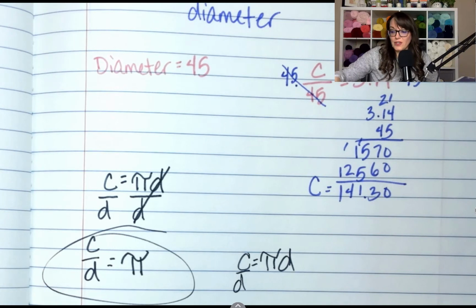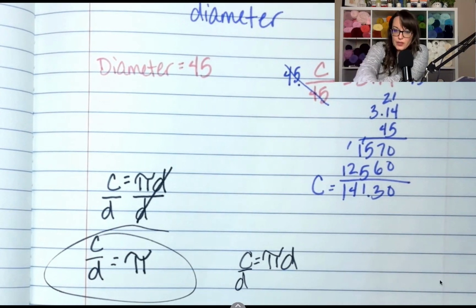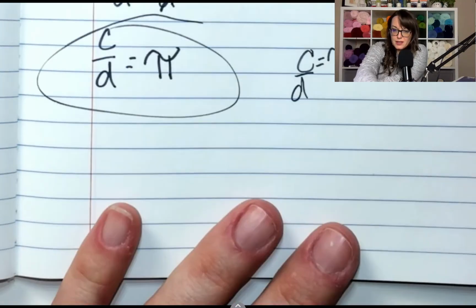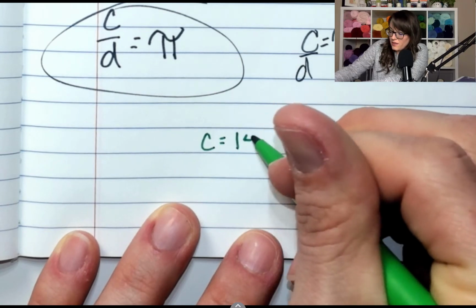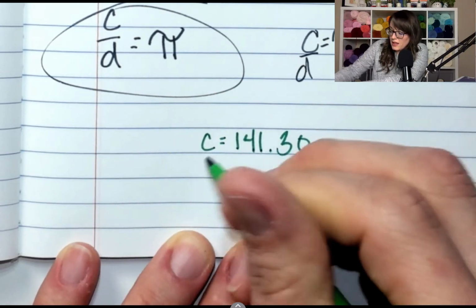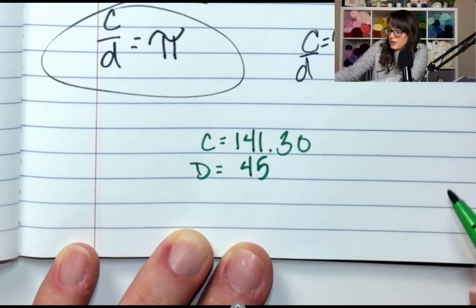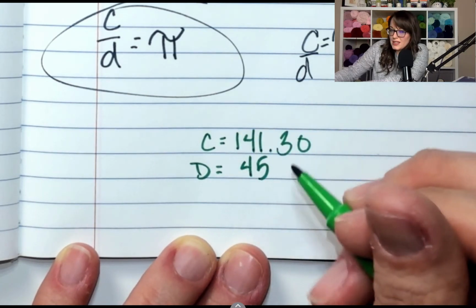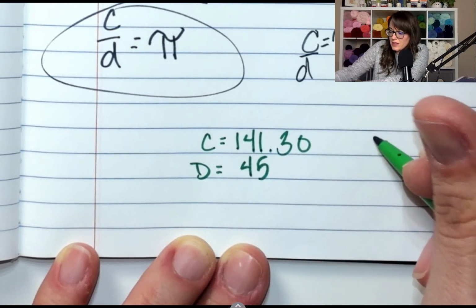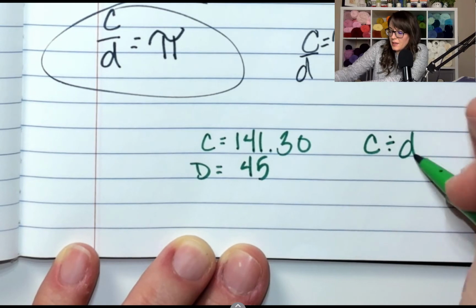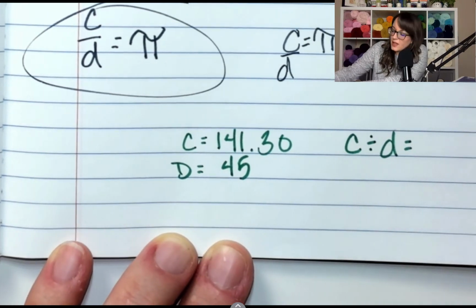Okay, so what if I told you that the circumference of something was 141.3 and the diameter was 45? What is circumference divided by diameter here? I hope you didn't work that out. It's 3.14.